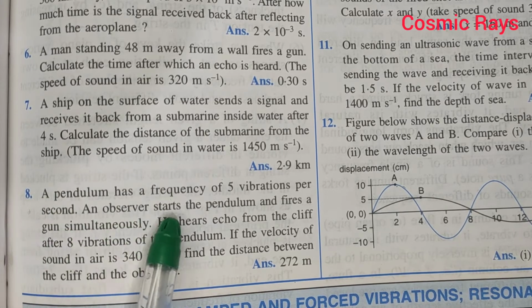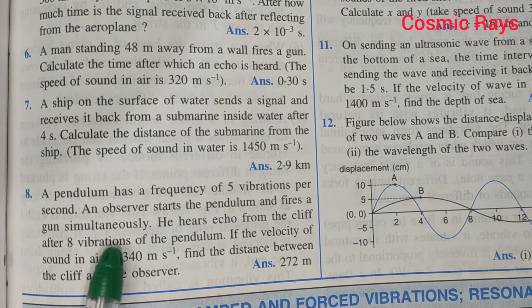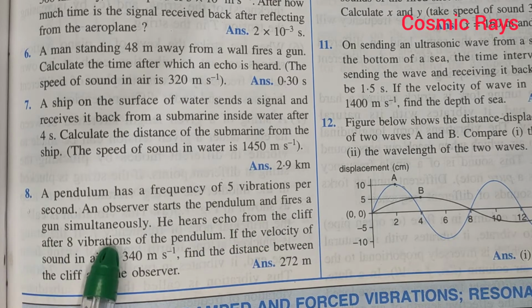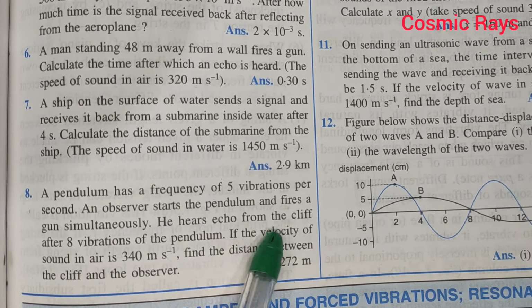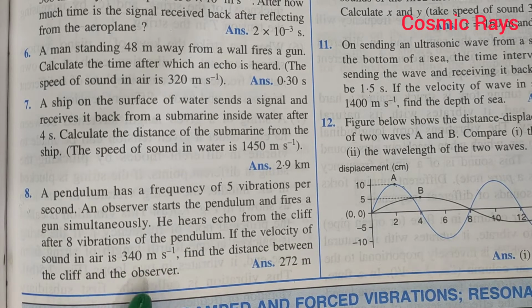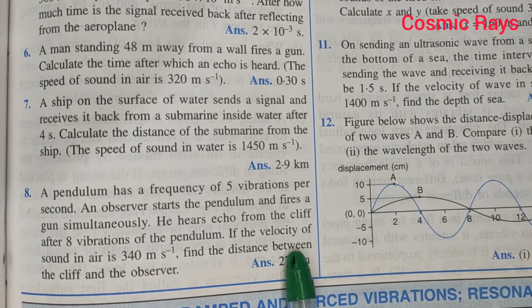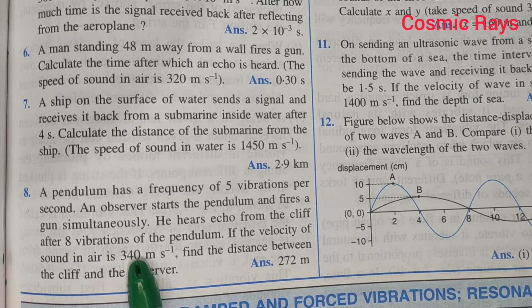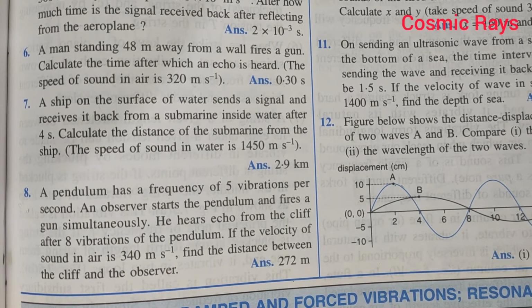An observer starts the pendulum and fires a gun simultaneously. He hears the echo from the cliff after 8 vibrations of the pendulum. If the velocity of the sound in air is 340 meters per second, find the distance between the cliff and the observer. Now to find the distance, we need the velocity, that is the speed which has been given to us, and we need to have the time.